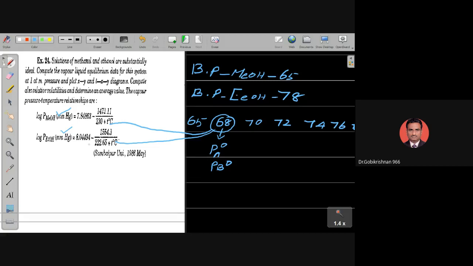Okay, all of you do this calculation. Let me know what is the answer. Substitute 68 in the first equation and try to find out the vapor pressure of methyl alcohol. Similarly, substitute 68 in the second expression and try to find out the vapor pressure at a temperature of 68 degrees. Okay, that's all. First, all of you do this exercise and let me know what value you are getting.